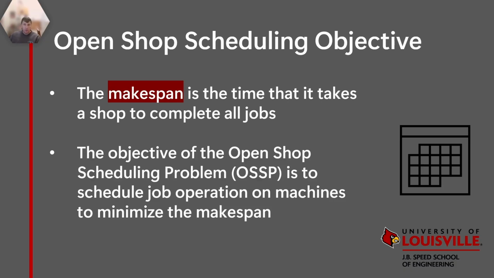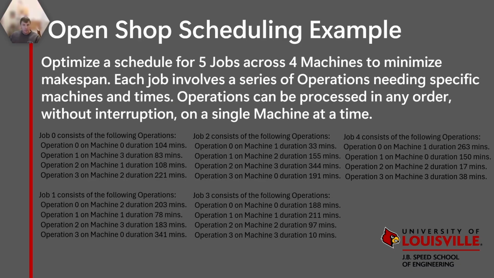The makespan is going to be our metric to define the quality of a schedule. And a schedule, of course, is going to be a solution to the open shop scheduling problem. So the objective of open shop scheduling is to schedule job operations on machines to minimize the overall makespan of the shop. So here is an example of a problem.